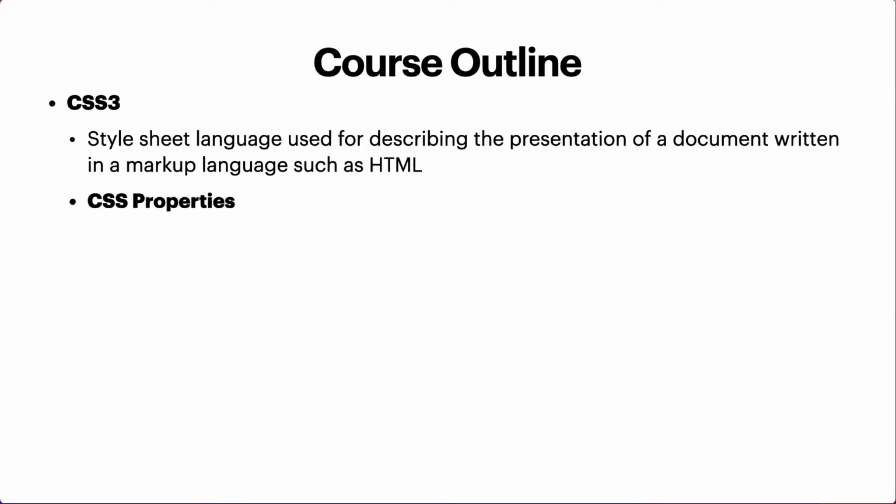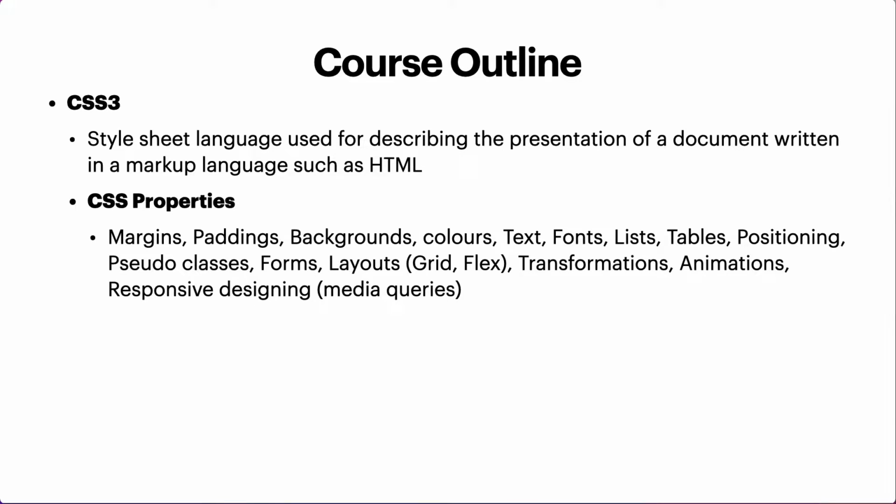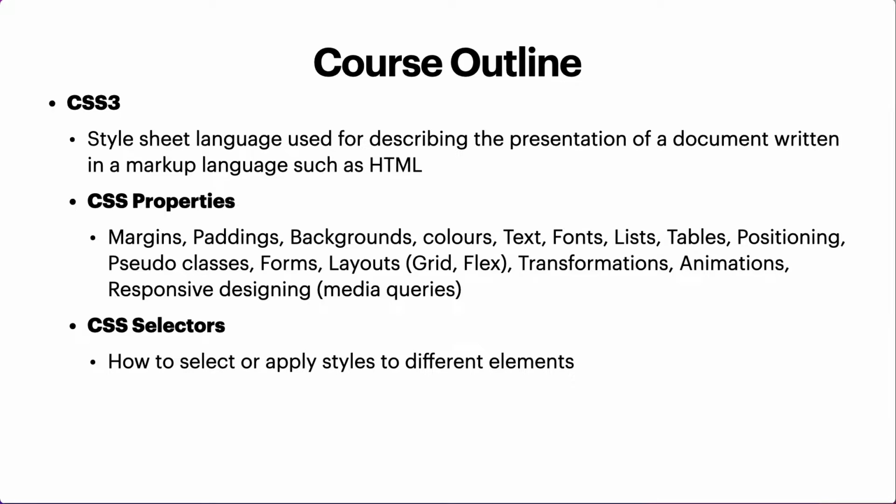We'll be covering some CSS properties like margins, paddings, backgrounds, colors, text, fonts, lists, and tables, then positioning and pseudo classes, forms, layouts like grid and flex. Transformations, we'll cover some animations as well, and responsive design with media queries and the CSS properties. We'll also cover some CSS selectors. A CSS selector is basically how we select or apply styles to different HTML elements. And then we'll be covering some CSS functions, the built-in functions of CSS, and then some CSS units.